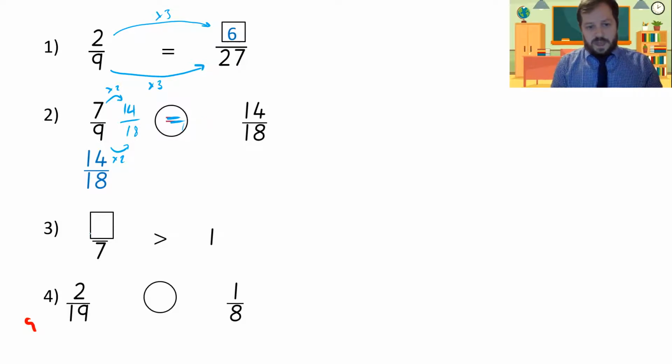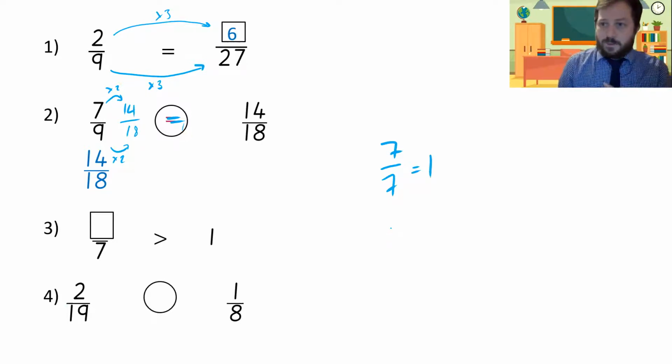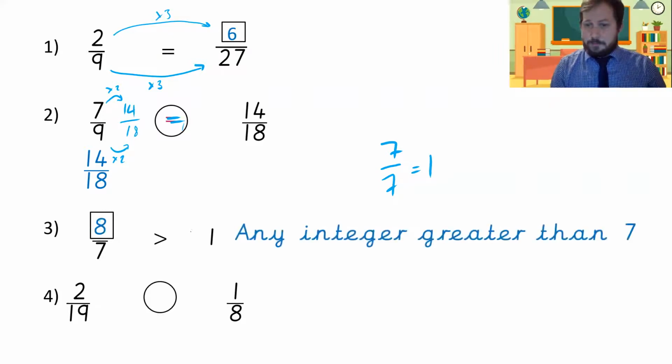Then we've got a fraction over 7 that is larger than 1. Well, this is easier than it seems. If we know that 7 sevenths equal 1, we know that with our improper fractions, any number above 7 is more than 1. So this number here could be any number above 7, literally any number above 7. And that would mean that this is bigger because we've got more than 1, which is 7 sevenths.